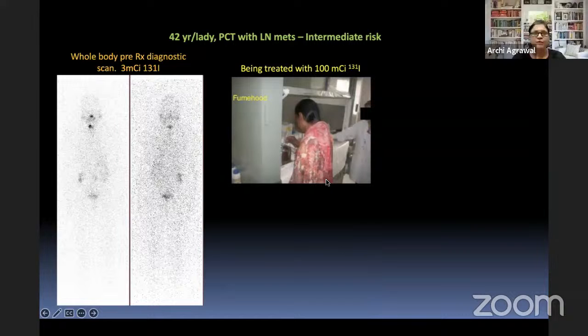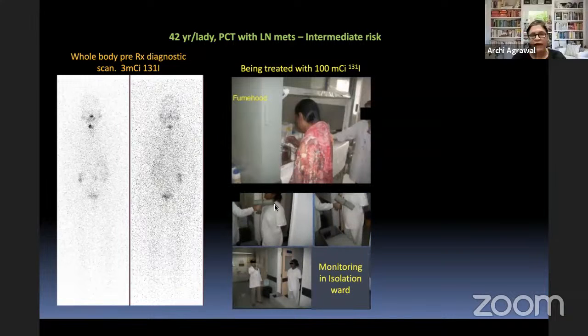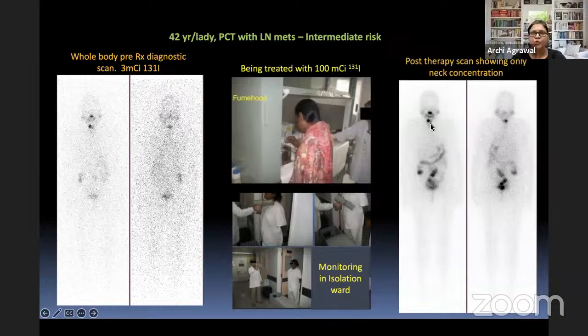And this is how the patient is monitored in an isolation ward. So this is a gun monitor which will look at the radiation level that the patient has, before the patient is discharged. So every morning the patient is monitored with this radiation monitor. So this patient, we have done a post-therapy scan, and you see that again, you are seeing increased uptake only in the neck, and rest all is physiological uptake. So there's no metastatic site, and you are just seeing the neck uptake.